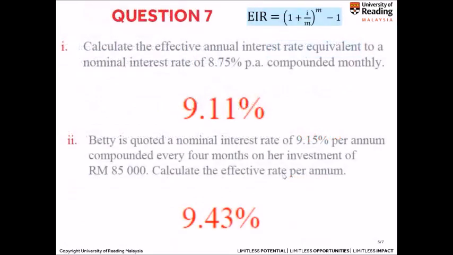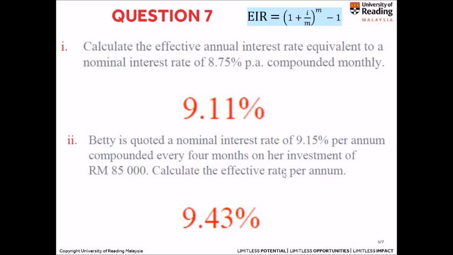Next, question 7. Calculate the effective annual interest rate equivalent to a nominal interest rate of 8.75% per annum compounded monthly. Your answer should be 9.11%. Part 2. Betty is quoted a nominal interest rate of 9.15% per annum compounded every 4 months on her investment of 85,000. Calculate the effective rate per annum.